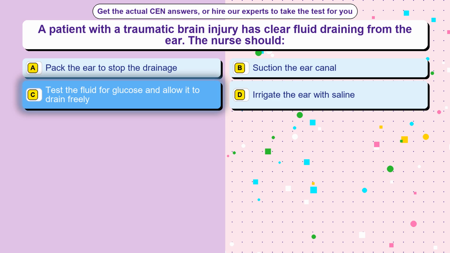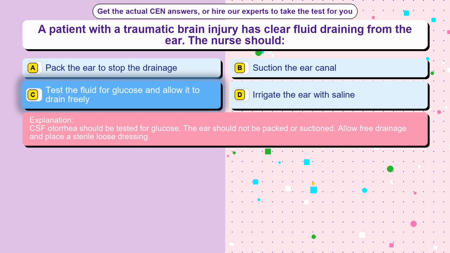The correct answer is option C. Test the fluid for glucose and allow it to drain freely. CSF otorrhea should be tested for glucose. The ear should not be packed or suctioned. Allow free drainage and place a sterile loose dressing.